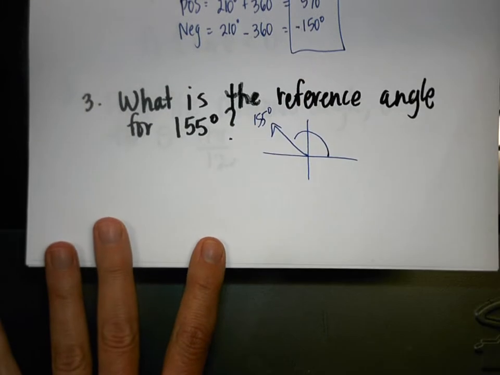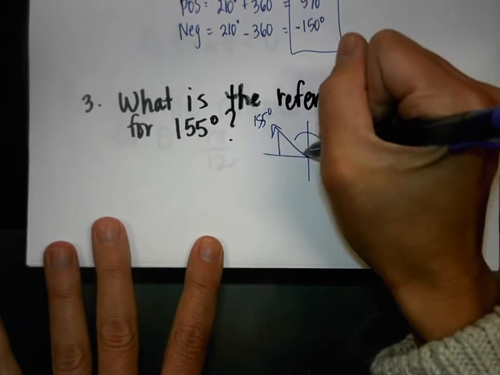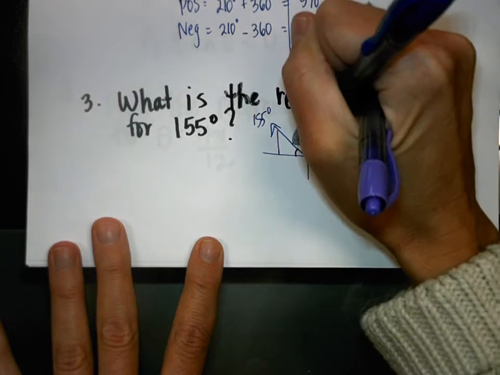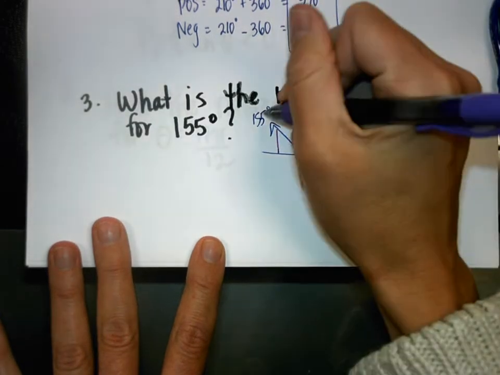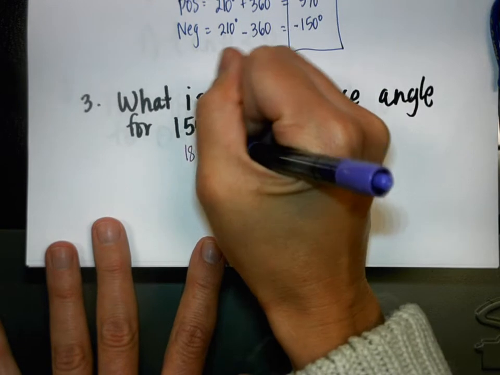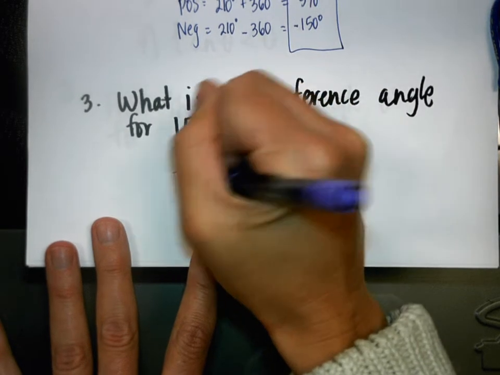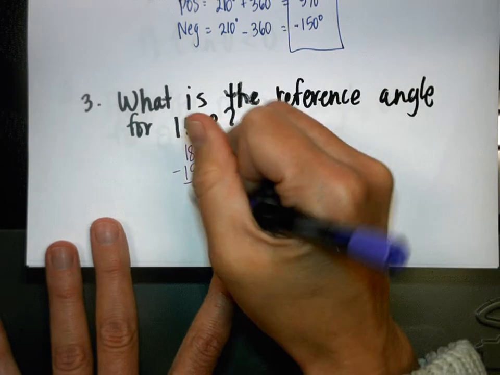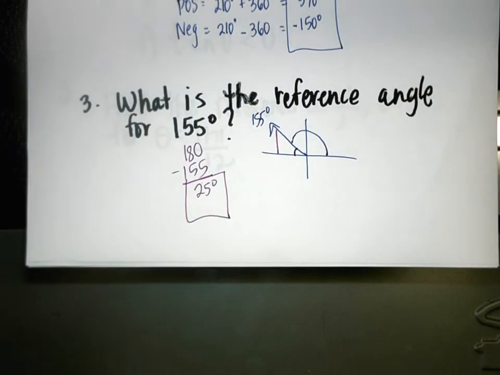The reference angle is the angle going down here, which is this space right here. So all we're trying to figure out is what is the degree between the 155 degree that goes to the 180 mark. And so I end up going 180 minus 155 to get 25 degrees. So my reference angle is 25 degrees.